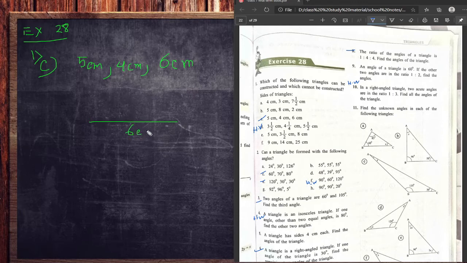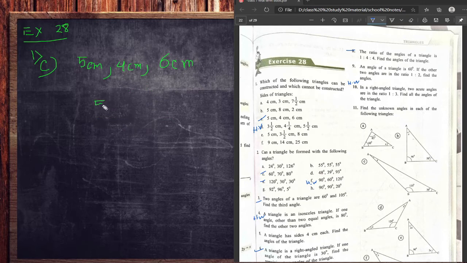So it will be 6 centimeter. So if I draw 5, yes, it is coming. If we draw 4, yes, they will make one triangle. But you don't have to show this diagram. I just want to give the idea of that. That is why I showed it.